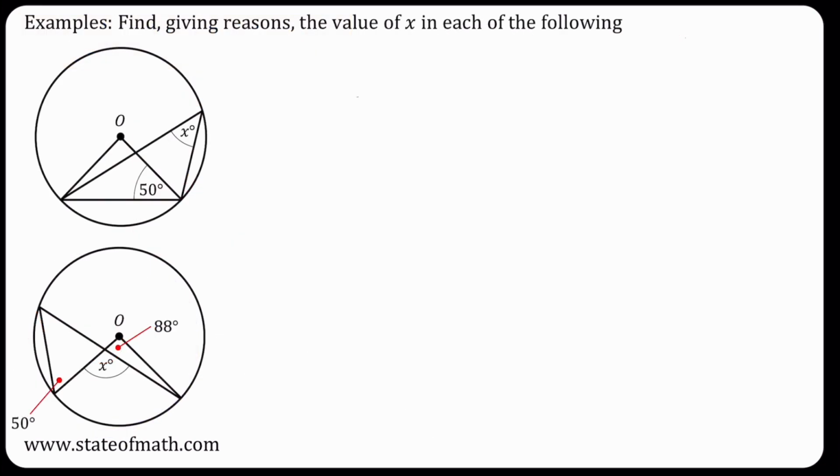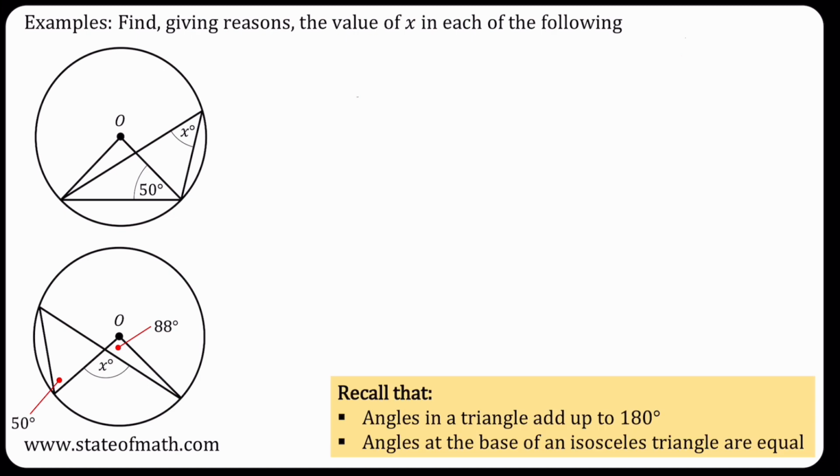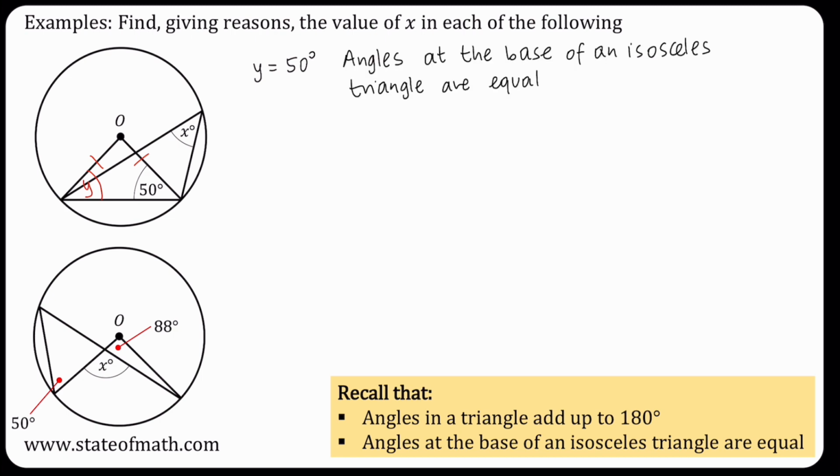In these examples, we need to find the value of x, giving reasons. So it's good to start off by reminding ourselves that the angles in a triangle add up to 180 degrees, and the angles at the base of an isosceles triangle are equal. So in the first example, we need to find x over here, and we are given that 50 is the angle at the base of this triangle. Well, we start by noticing that the triangle is isosceles because the two sides are radii. So if I call this angle here at the base y, I can simply say that y is 50 degrees. The reason is that angles at the base of an isosceles triangle are equal.